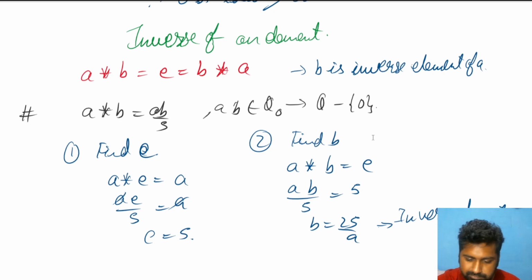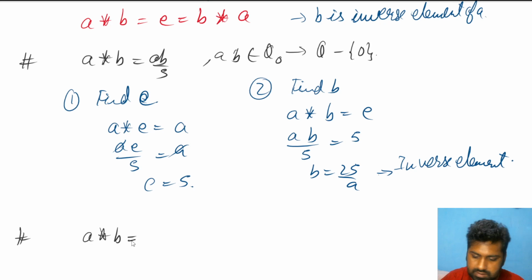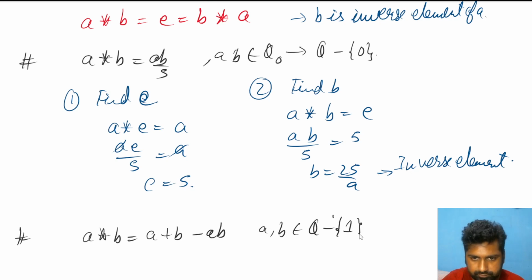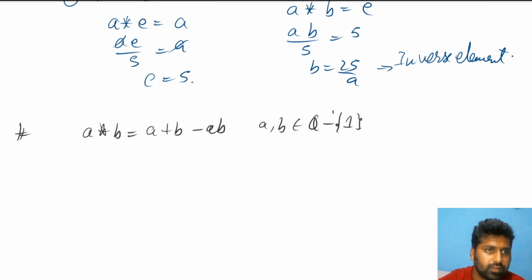Okay, let's put another operation into work. A star B is A plus B minus AB on the set of A comma B belonging to the set of rational numbers except 1. 1 is not allowed. So find the inverse element.